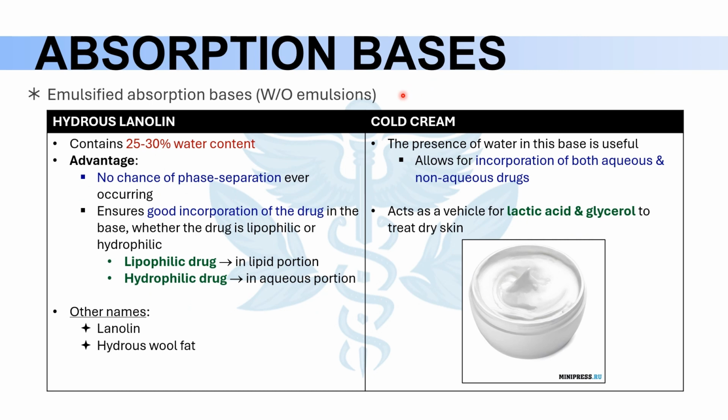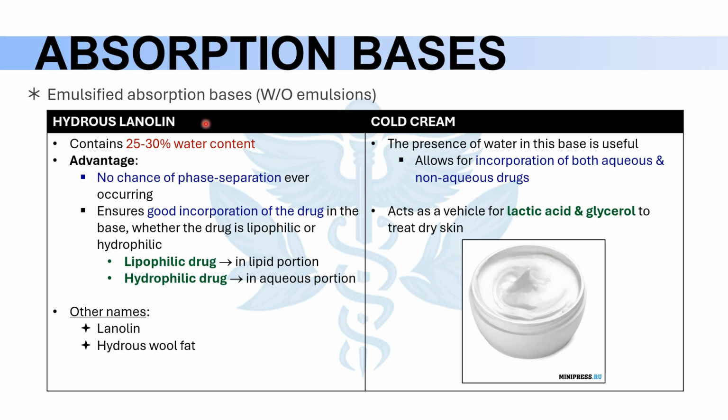On the other hand, when we talk about emulsified absorption bases, which are initially water and oil emulsions and allow for incorporation of small amounts of aqueous drugs, there are 2 types, hydrous lanolin and cold cream. So you might be wondering at this point, how is cream used as an ointment base? Well, there are certain types of creams, like cold cream, which we can use as an ointment base as well. So in this case, cold cream has a dual function.